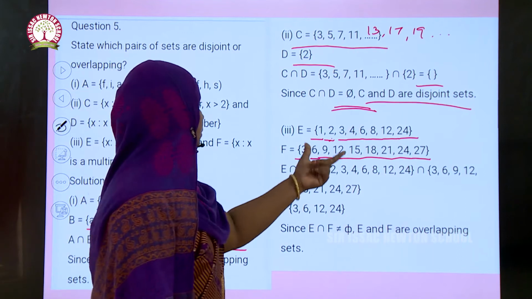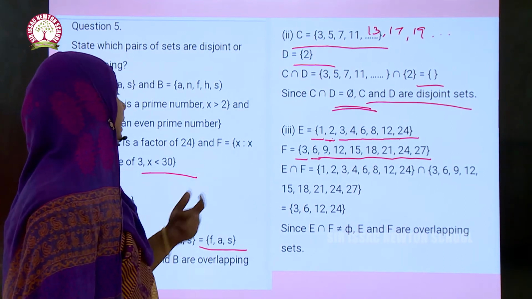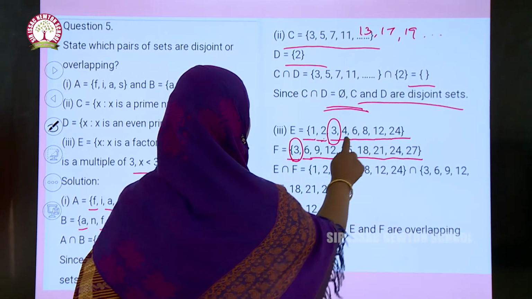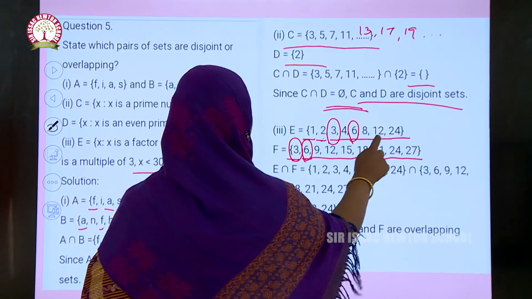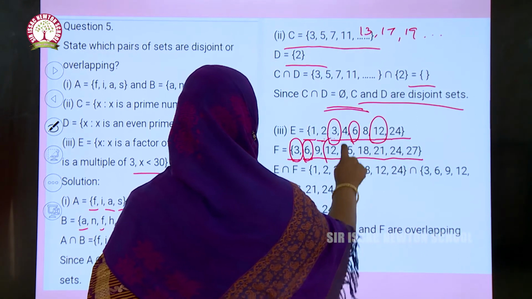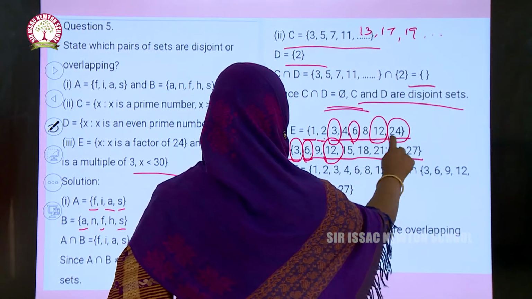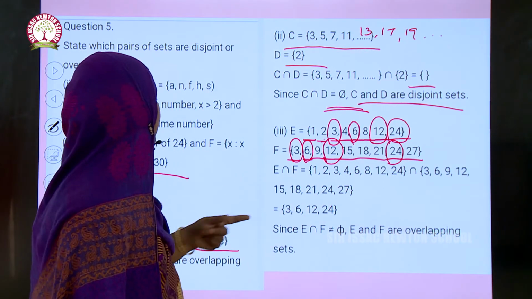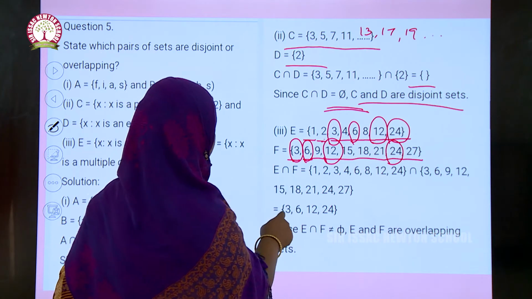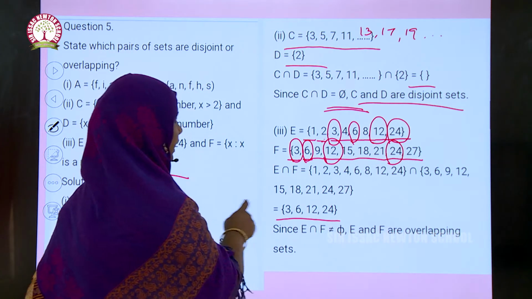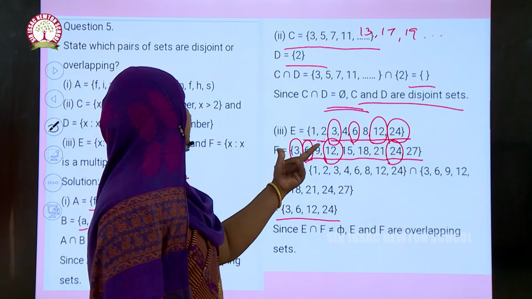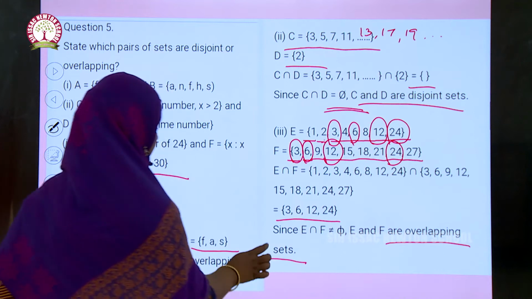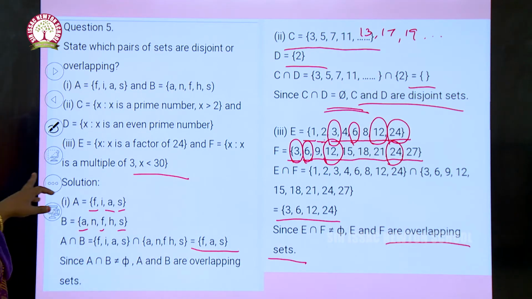Now it is in the roster form. Check whether there is any intersection in it. Here the common elements are 3, 6, 12 and 24. Since there is an intersection, E intersection F is equal to 3, 6, 12 and 24. Therefore, the sets E and F are overlapping sets. If there is an intersection, then we can say they are overlapping sets.